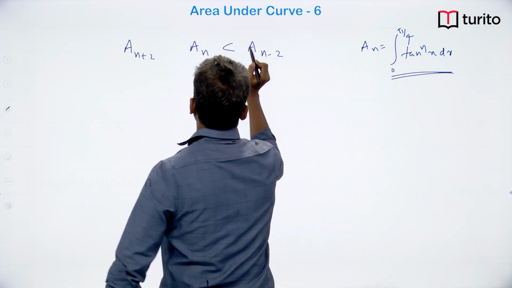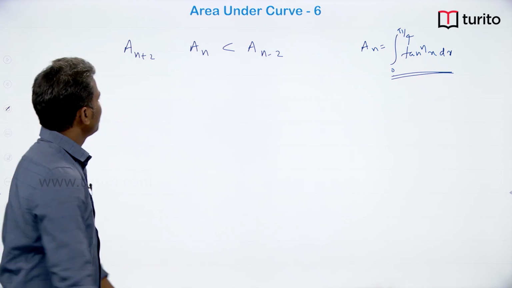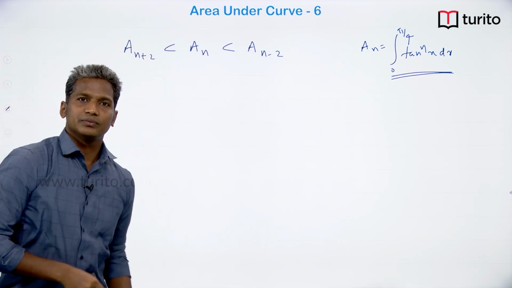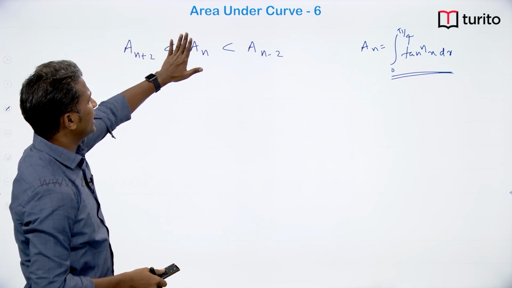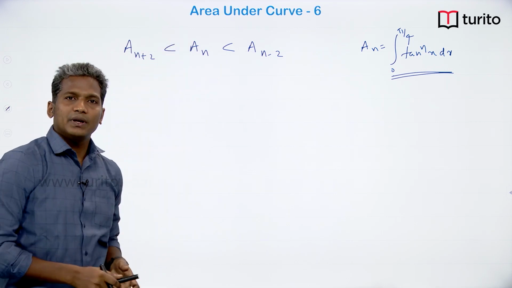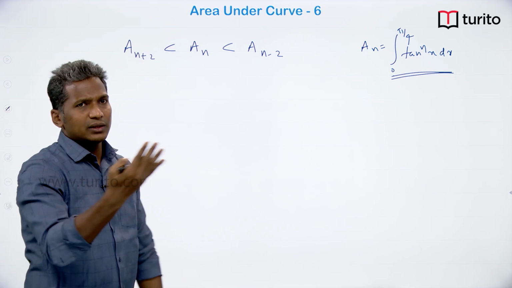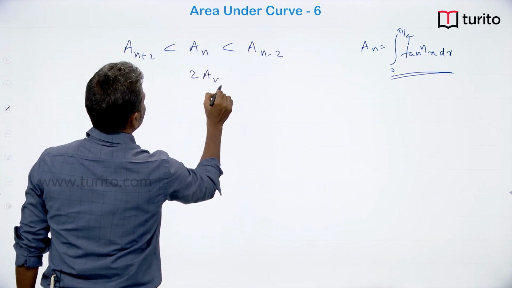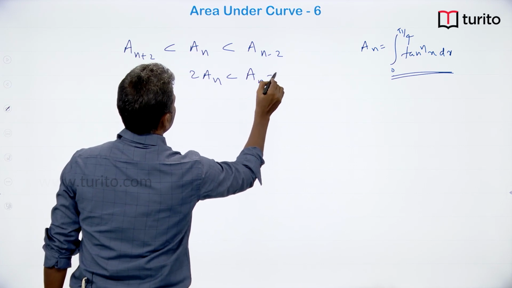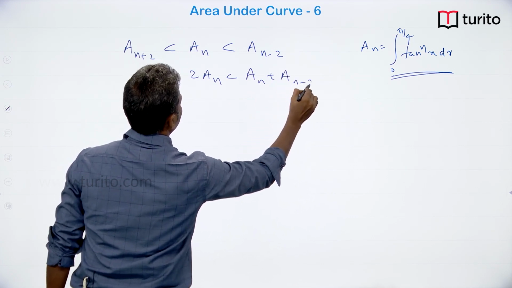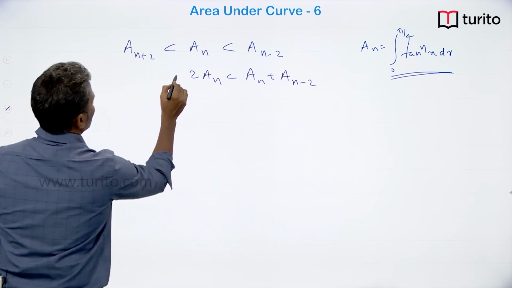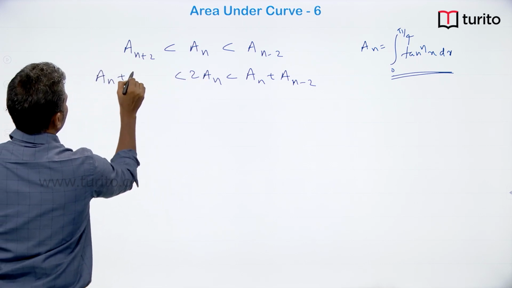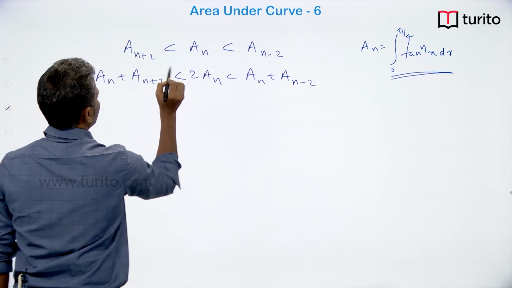So, an is definitely less than an minus 2 and an is definitely greater than an plus 2. So, basically I have sandwiched an between these two. Now, if I add an on all three sides, I will get 2an less than an plus an minus 2 and 2an must be greater than an plus 2. Okay.